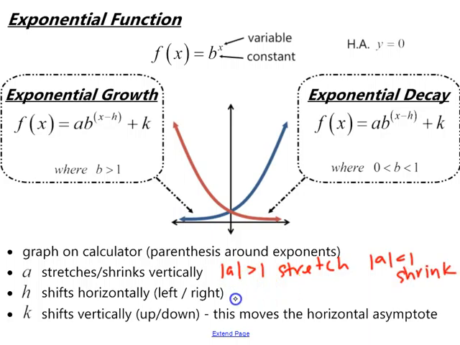H will shift your graph horizontally left and right, and remember it's going to be opposite of what it seems like. So if it's minus, it's going to move it to the right. If it's plus, it'll move it to the left. K is going to shift you vertically up or down, and this one's the same sign as you see. Positive goes up, negative goes down. This will also move your horizontal asymptote.